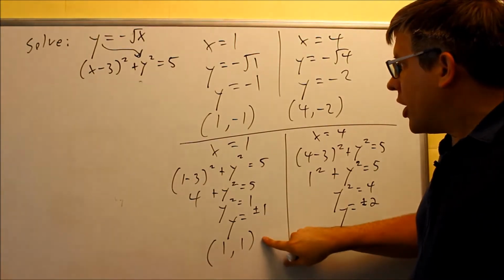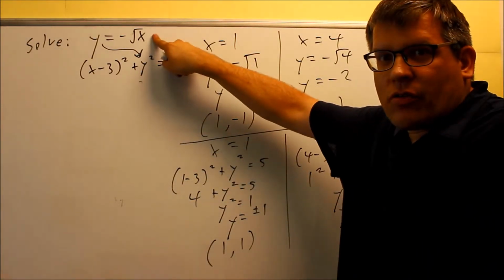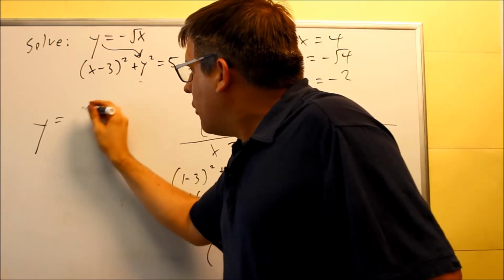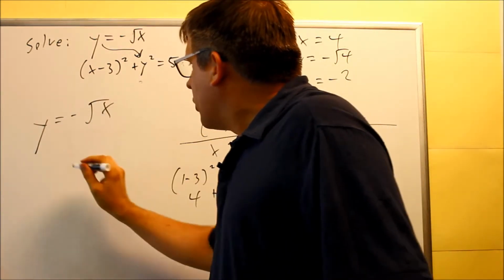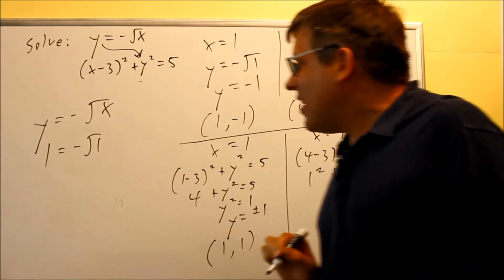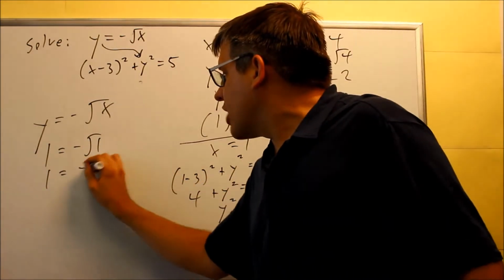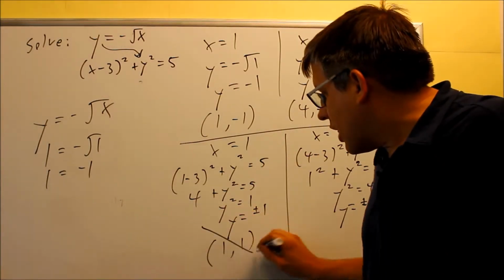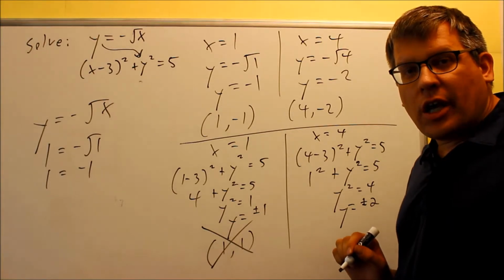We found 1 and 1, but if you put it back into the first equation, what happens? We get y equals negative square root of x. We put in a 1 for y and we get a negative 1 there. We get 1 equals negative 1. That doesn't work. That's a false statement. So I can eliminate 1, 1 as one of my answers.